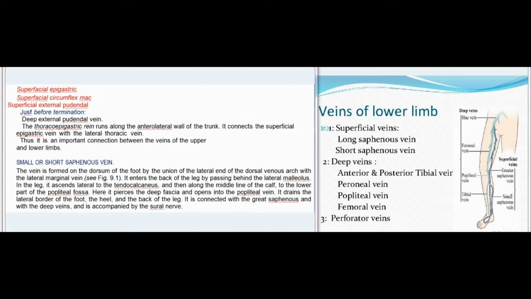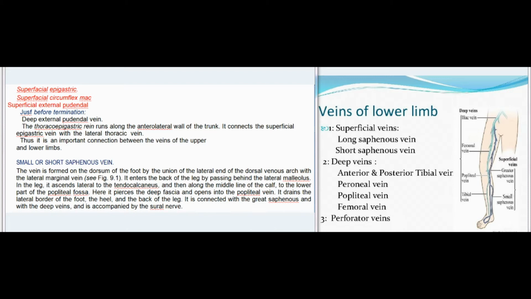Small or short saphenous vein. The vein is formed on the dorsum of the foot by the union of the lateral end of the dorsal venous arch with the lateral marginal vein, see Fig 9.1. It enters the back of the leg by passing behind the lateral malleolus. In the leg, it ascends lateral to the tendocalcaneus, and then along the middle line of the calf, to the lower part of the popliteal fossa.